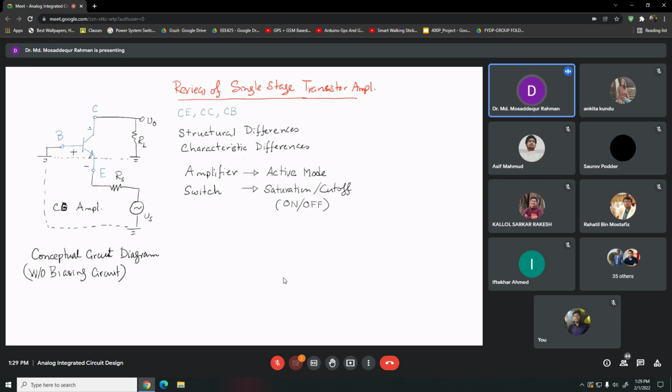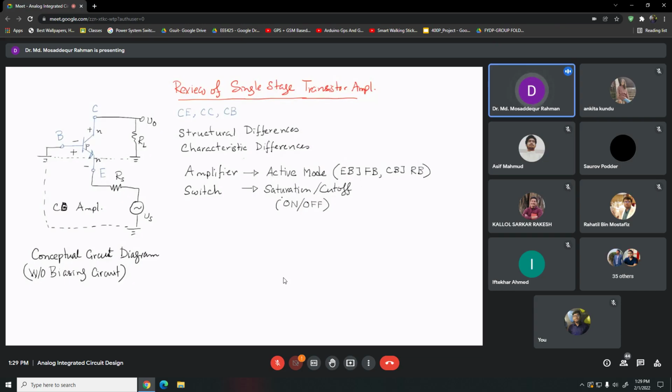Reverse bias means positive here, negative here. So this is an NPN transistor. We need to forward bias this junction, the plus on this side, minus on this side. And collector base junction reverse bias, plus on this side, minus on the other. So active mode means the emitter base junction is forward biased, and the collector base junction has to be reverse biased. That we have to ensure.